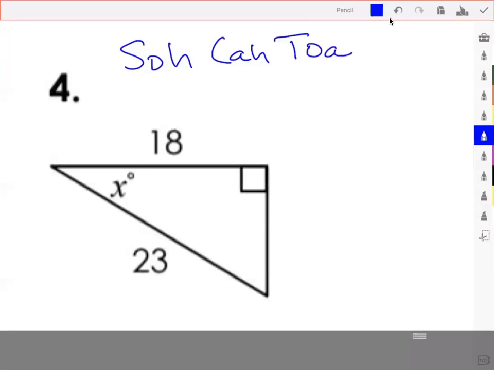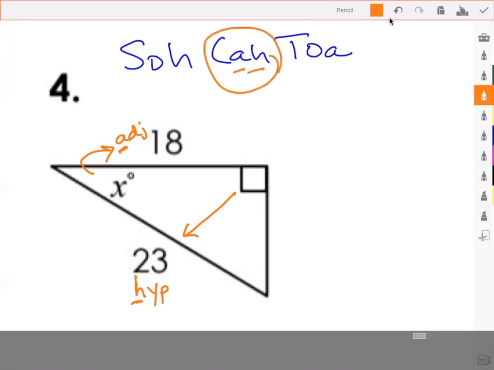SOHCAHTOA. So am I given the opposite, adjacent, or hypotenuse? Well, here's my hypotenuse. And then X is adjacent to the 18. So if I have adjacent and hypotenuse, that goes with K. So this is going to be cosine. You always put your angle measure next, which in this case is X. Adjacent over hypotenuse. So 18 over 23.